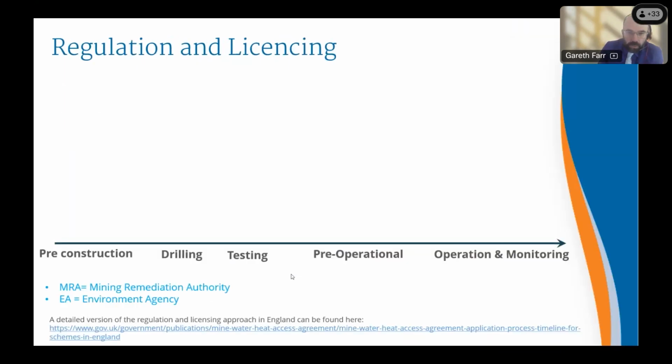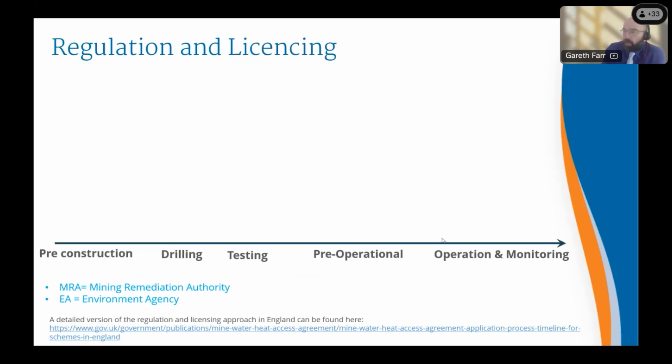For those of you that are interested in regulation and licensing, or even if you're not, it's still important. We have made huge leaps and bounds in Great Britain in trying to formalise and get our approaches in order. In Great Britain, we tend to have the environmental regulators, in this case the Environment Agency, but also ourselves at the Mining Remediation Authority, who own, on behalf of the UK government, the majority of coal mine workings. So we are, in effect, a landlord for the mine workings, and we also need to grant permissions to access them safely.